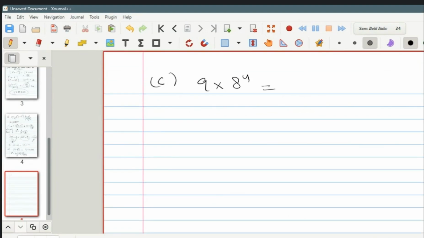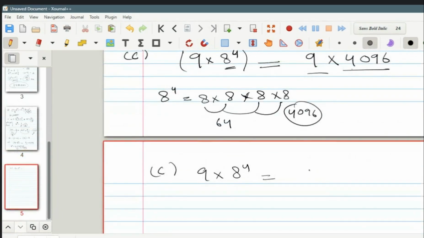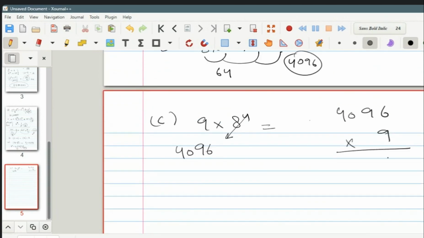Okay, what is this? 9 multiplied by now this is actually 4096. Now we will just multiply 4096 by 9. Okay, now 6 multiplied by 9 is what? It is 54. Okay, 5 you add up, 4 carry. Again 9 multiplied by 9 is what? 81, and 81 plus 5 is 86. Okay, 6 and 1 will be carry.